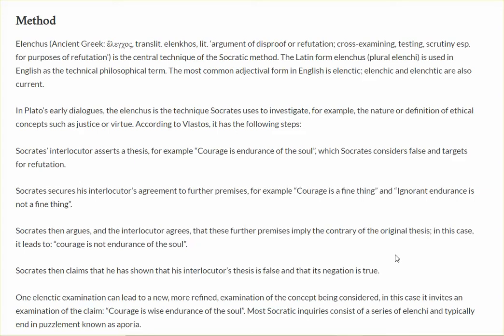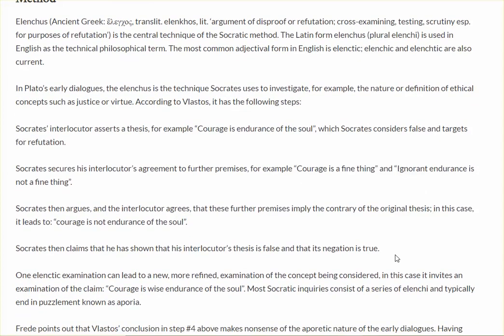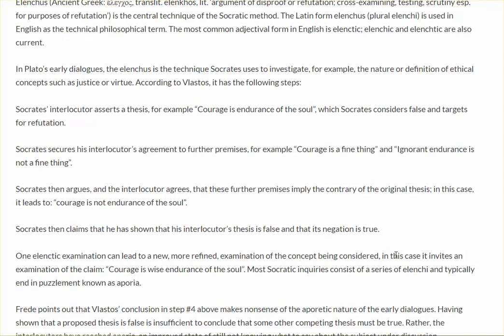Now, what is elenchus? It is for the purpose of refutation. It is cross-examining. You do not follow things blindly. You need to cross-question it. You need to counter-question it. You need to test it yourself by your rationality. This is elenchus, and this is the central technique or central method of the Socratic method. The Latin form elenchus is used in English as a technical philosophical term. The most common adjectival form in English is elenctic.